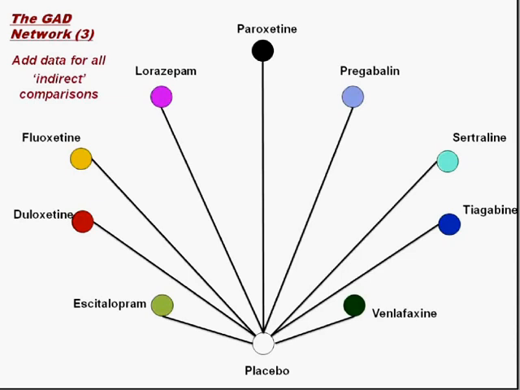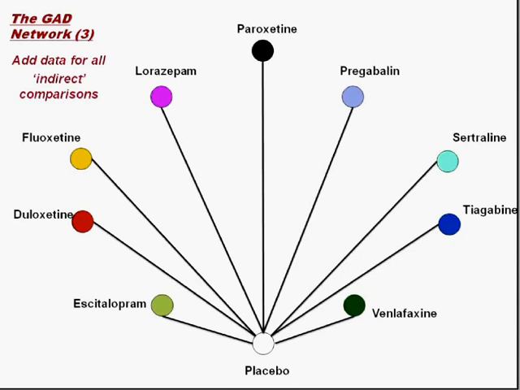Now we had placebo-controlled trials for every agent in the network. So you can see we have a joint from every active comparator to placebo when I bring in that entire body of data from the left-hand side of that earlier slide.